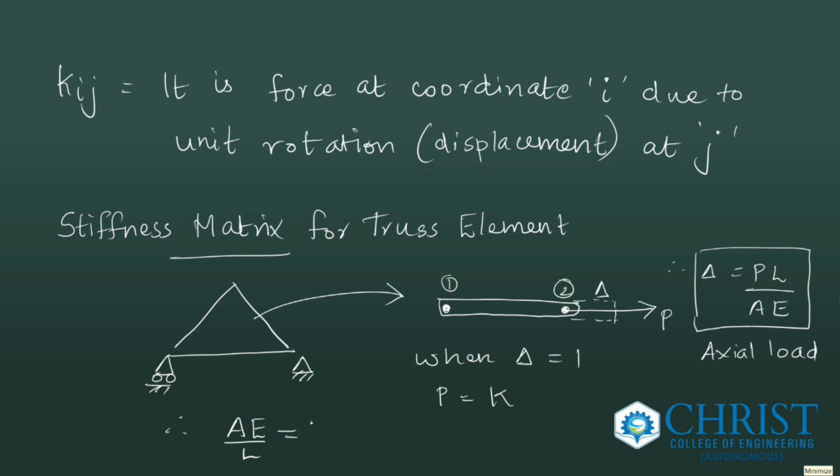Here we just considered a single system coordinate. Hence, I obtained a single value of K. If I consider two system force coordinates, I would have got a 2 by 2 matrix.